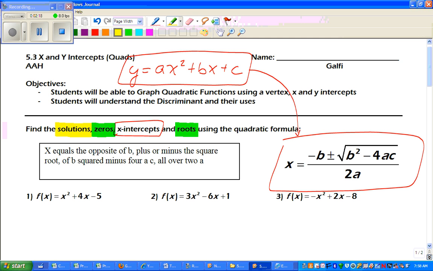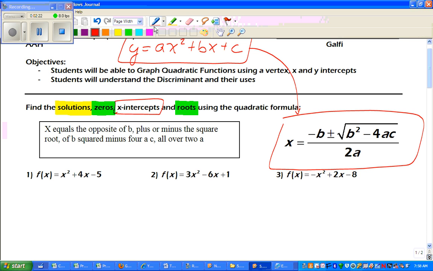Use the quadratic formula. Okay? So let's actually go through number 2. If I'm looking at f of x equals 3x squared minus 6x plus 1, what's your a value here? A is 3, b is negative 6, and c is 1.